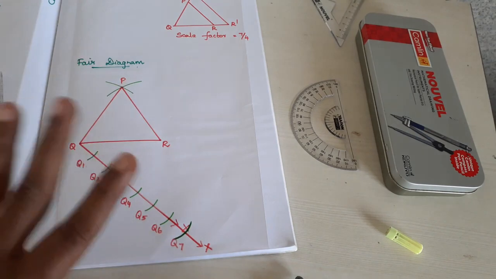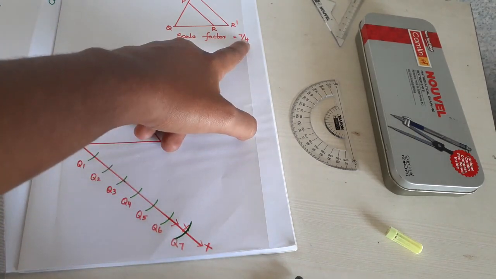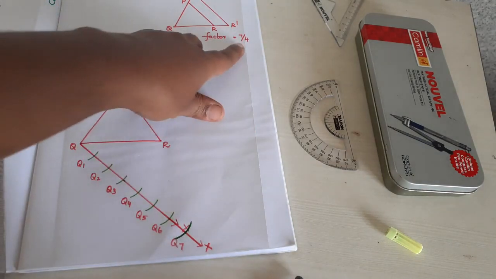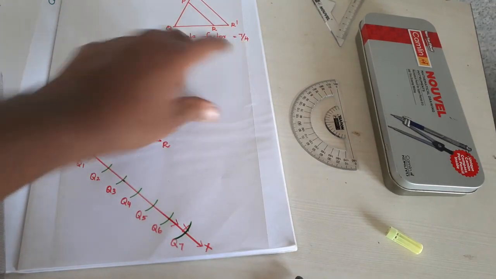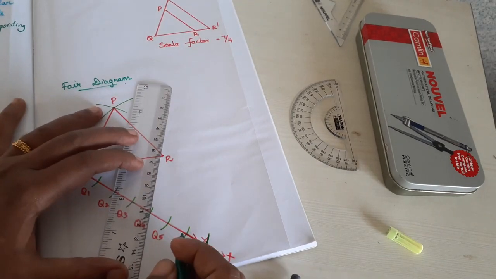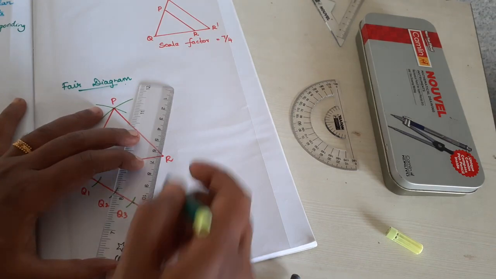What is the fourth step? See the denominator. What is the denominator? 4. So fourth arc you need to join. The same procedure only. Here 4 is the denominator number. So fourth arc, 1, 2, 3, 4. Fourth arc you need to join to the given triangle.